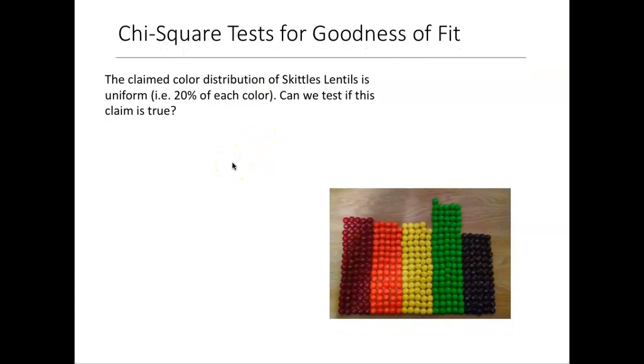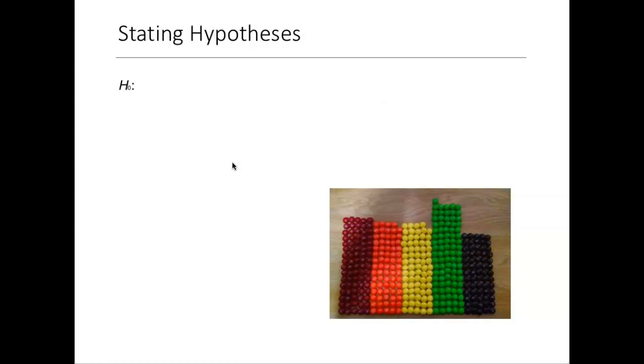So the claimed color distribution of Skittles lentils is uniform. That's what they're called, Skittles lentils. What? There's no such thing as one Skittle. It's always plural. And so a single piece of candy is called a Skittles lentil. Like the bean? Yeah, the lentil, Katie. Okay, so that means it looks and tastes kind of like a bean. Yes, that is one Skittles lentil. I wish I could go back 30 seconds. Yeah, no, I know that.